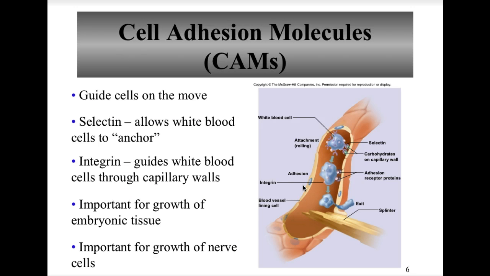Okay, moving forward. Cell adhesion molecules, or CAMs, help guide the cells on the move. You have selectin, which allows white blood cells to anchor. You have integrin, which guides white blood cells through capillary walls, and is important for growth in embryonic tissue, and important for growth of the nerve cells.